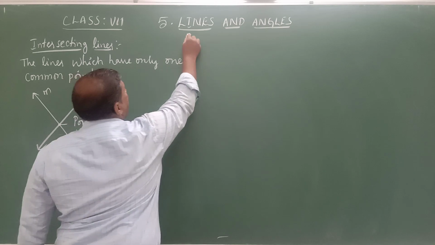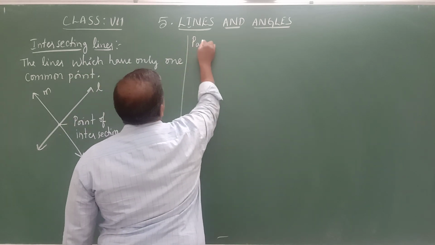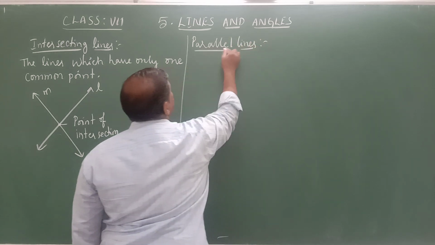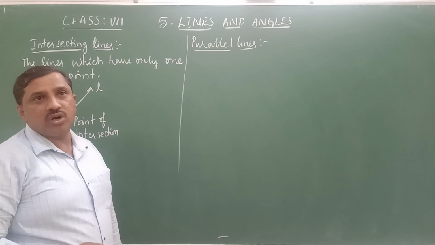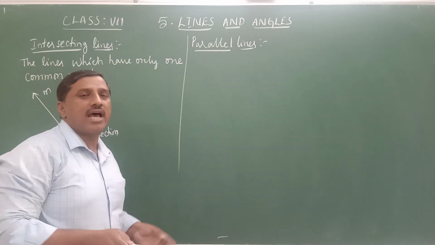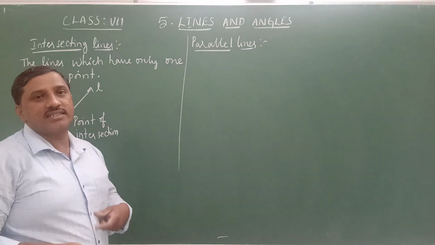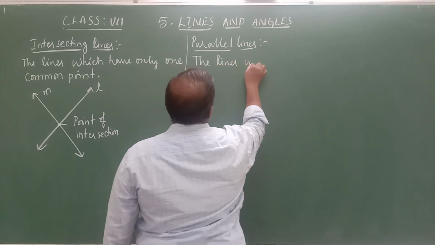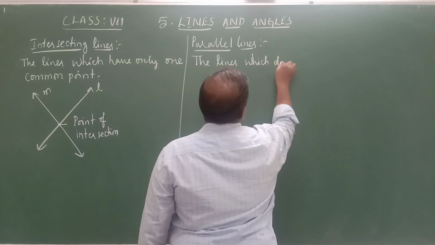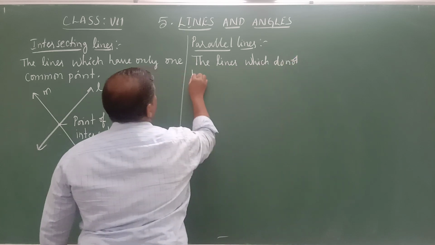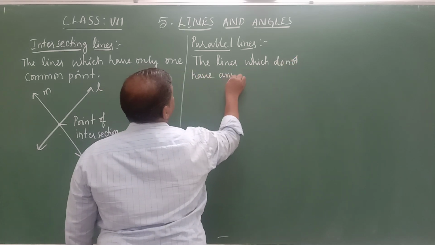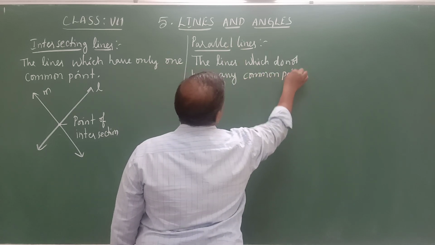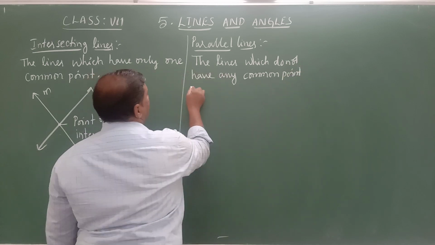Now we will discuss parallel lines. So what are parallel lines? Parallel lines are the lines which do not have any common point. Such lines are known as parallel lines.